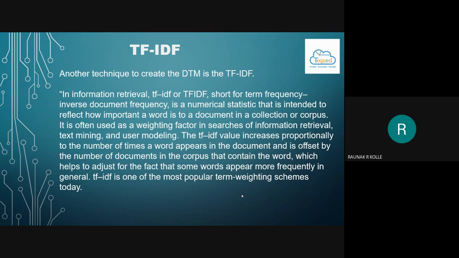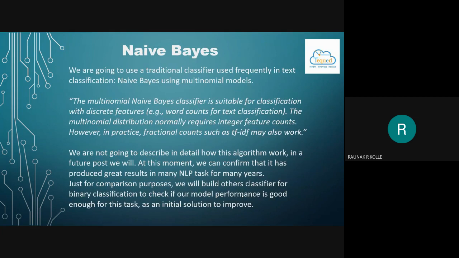The TF-IDF value increases proportionally to the number of times a word appears in the document and is offset by the number of documents in the corpus that contain the word, which helps to adjust for the fact that some words appear more frequently in general. TF-IDF is one of the most popular term weighting schemes today.